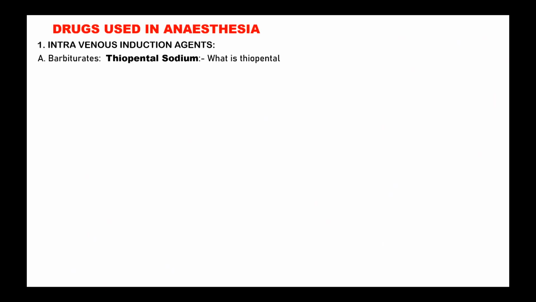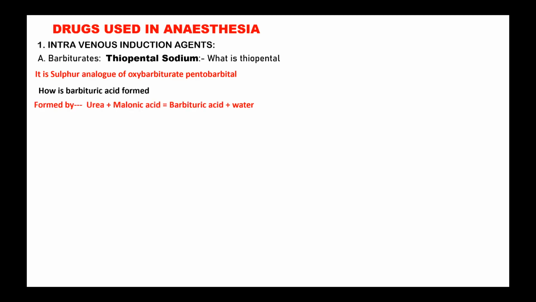Barbiturate thiopentone. What is thiopentone? It's a thiobarbiturate. The sulfur analog of oxybarbiturate pentobarbital. Barbituric acid is formed from urea plus malonic acid, producing barbituric acid and water.